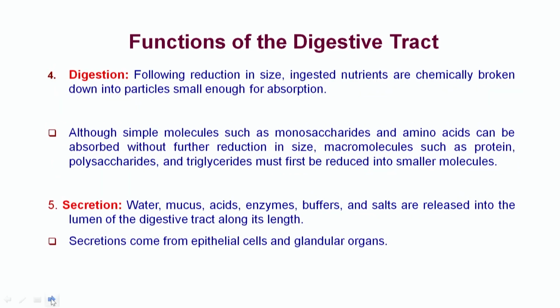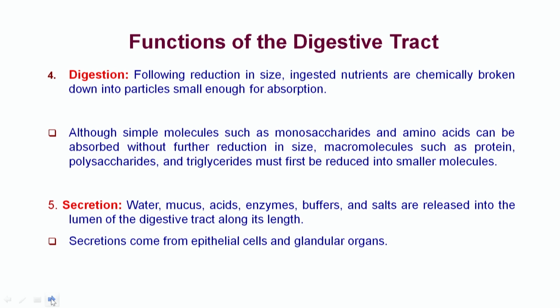Fourth is digestion. The food which has been ingested and broken down into smaller particles, with its surface area increased, is now acted upon by the digestive enzymes, which convert it into smaller units so that it can be absorbed.